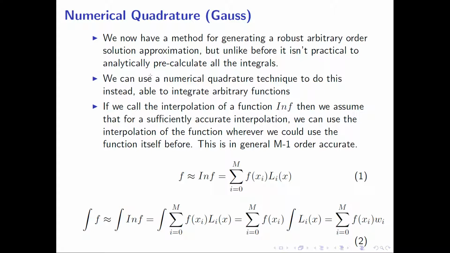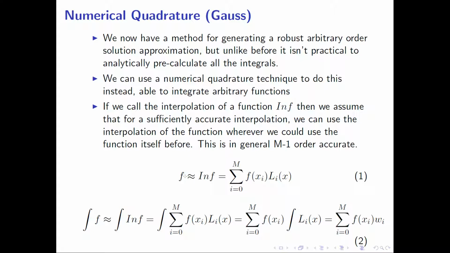So rather than trying to analytically integrate our functions we know ahead of time, we're able to numerically integrate arbitrary functions. So this operates on the fact that if we can find an interpolation of a function that is sufficiently accurate, then we can assume that we can use that interpolation of the function anywhere we could use the function itself. So in general, this would be m-1 order accurate, where m is the total number of points in the interpolation.